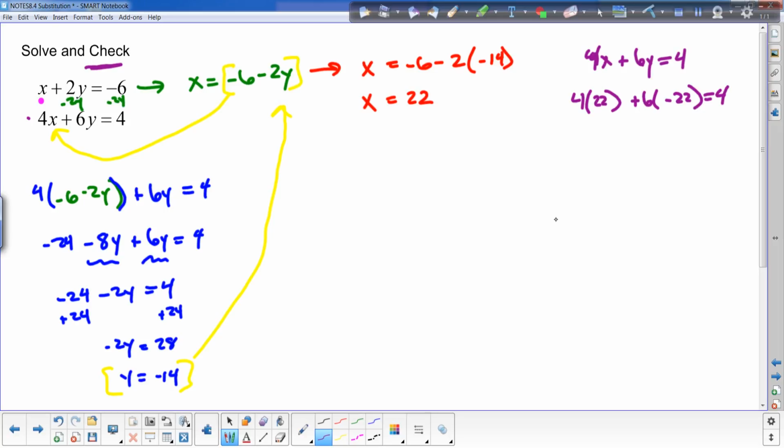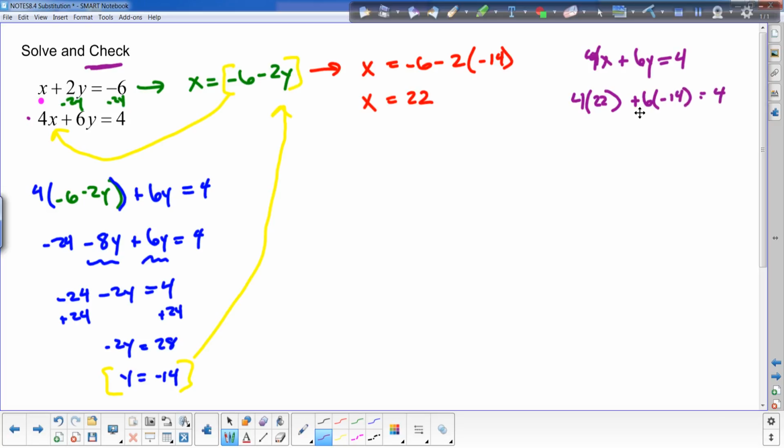But I didn't get the same answer. 88. Let's see if we made a mistake. Oh. Yeah. Here's our mistake. My mistake anyway. My y value was negative 14.